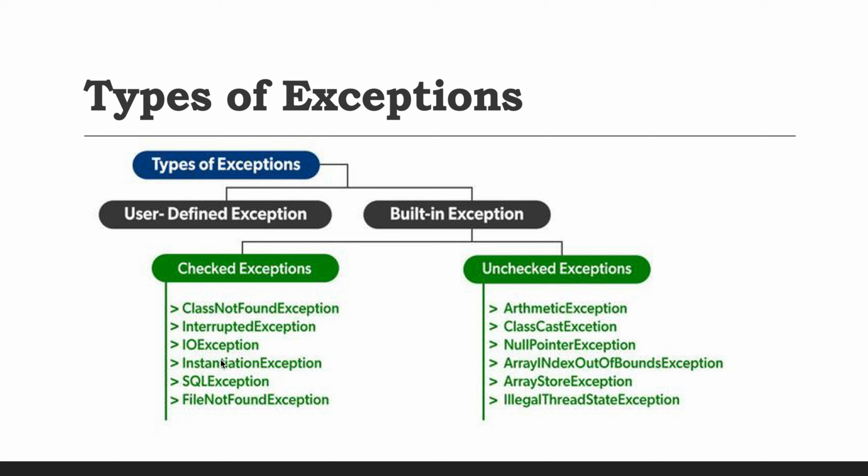These are the exceptions which are checked at compile time. That's why we call them checked exceptions, because they can be detected by the compiler at compile time only. These other kinds of exceptions are called unchecked exceptions because they are detected at runtime when you run the program. That's why they are called unchecked exceptions, or you can say runtime exceptions. Now let's see one by one.